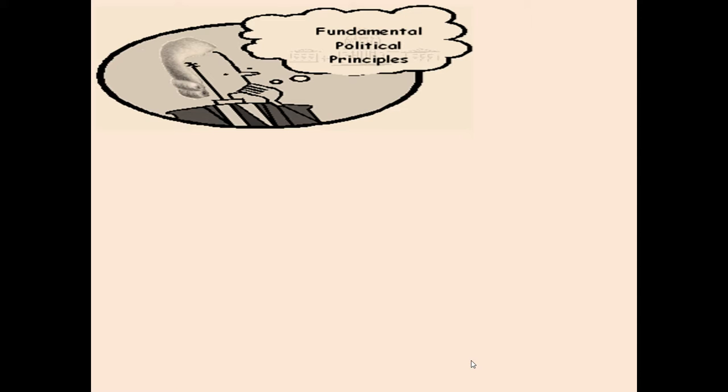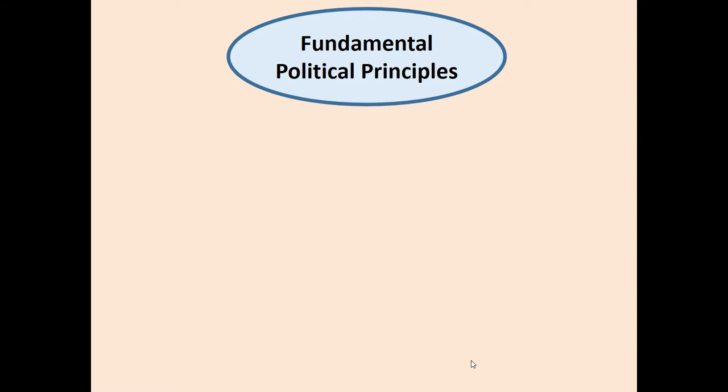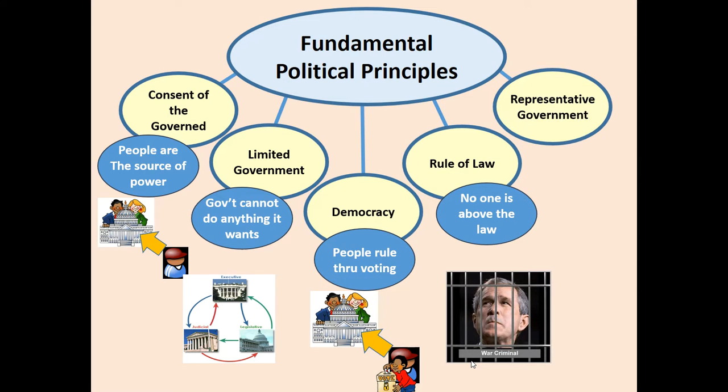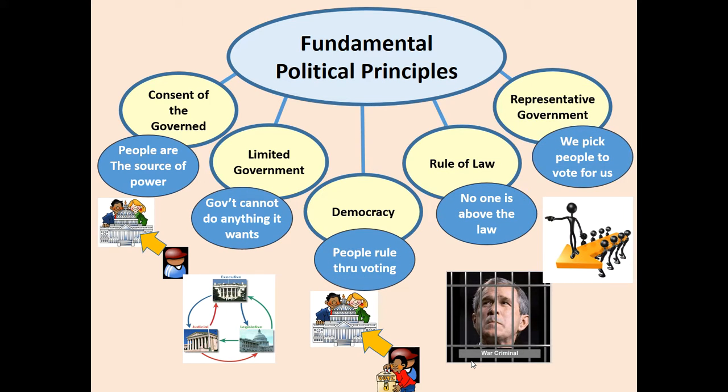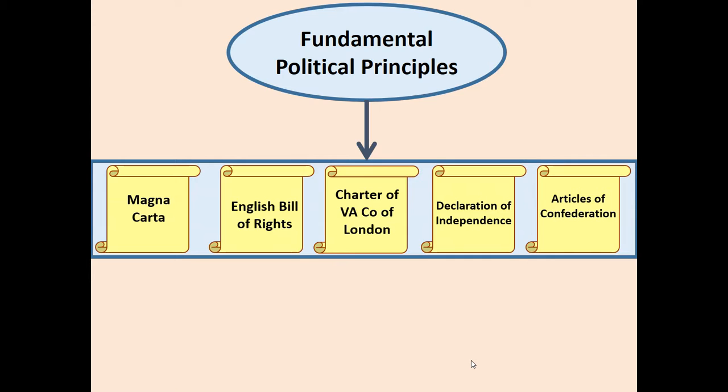Start the clock. So far in this unit, remember we talked about the fundamental political principles and the documents they're written down in, and the Constitution takes the best of all of those. Your 5 fundamental political principles are consent of the governed, limited government, democracy, rule of law, and representative government. These are the basic ideas that America has been built upon. That is our foundation. They are the fundamental basic government ideas.